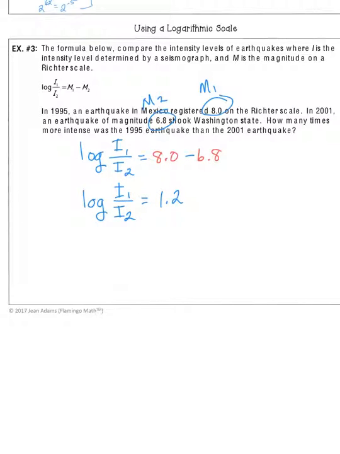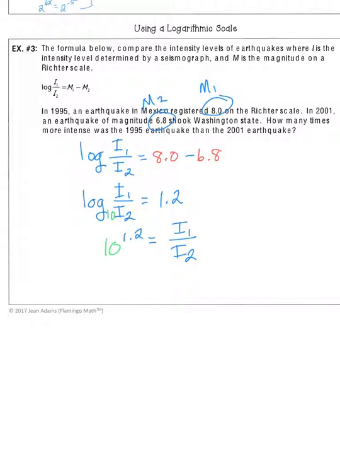And so then our next thing that we need to do is get rid of this log. So to get rid of the log, we need to convert this to its exponential form. So remember, you got to know what the base is. So the base is right here. It's understood that this is a base 10, right? And so when I put it into exponential form, my base is going to be 10. And then all I'm going to do is switch these two things around. So I've got base 10 to the 1.2 is equal to I sub 1 over I sub 2.